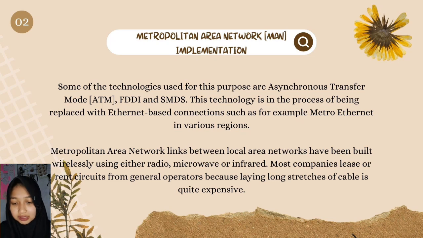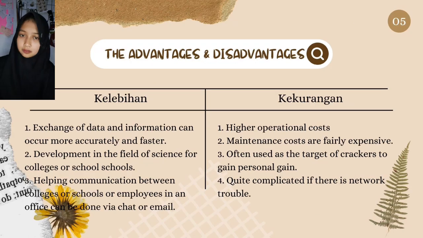And metropolitan area network links between local area networks have been built wirelessly using either radio, microwave, or infrared. Most companies lease or rent circuits from general operators of routers because laying long stretches of cable is quite expensive.